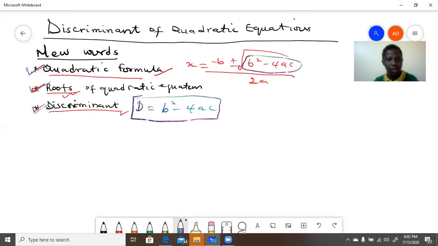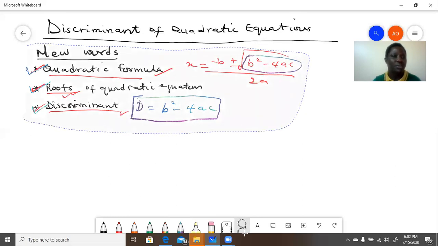So now we can go quickly to our class to discuss the discriminant of a quadratic equation and how to use the discriminant to determine the number of roots a quadratic equation has. Okay, let's quickly leave this place and go to our class now.